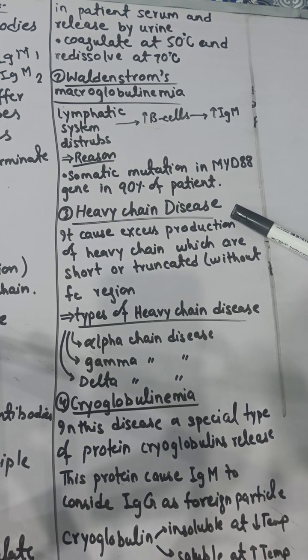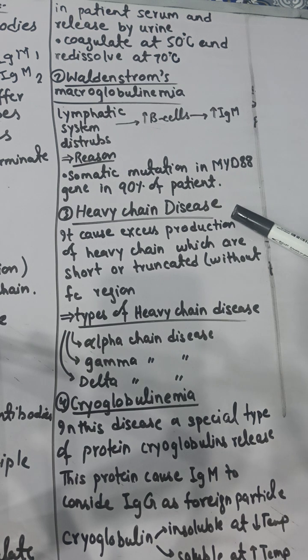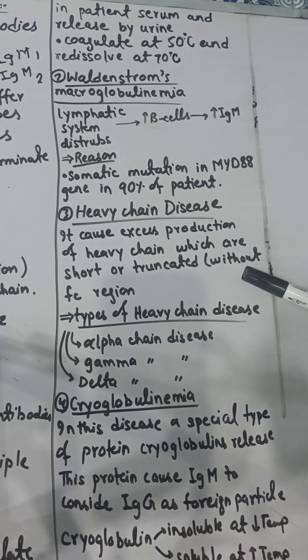The next disease is heavy chain disease. This is a disease in which there is an increase in the production of your heavy chain, not the light chain. The first two diseases which we have discussed involve changes in the light chain. Now the heavy chain disease causes excessive production of heavy chains which are short and truncated. Truncated means without the Fc region. If the antibodies are produced without that constant region, they are not going to work properly. They cannot bind properly.